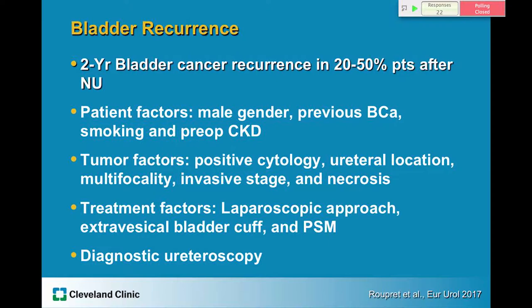The laparoscopic approach has been associated with a higher rate of bladder recurrence, and maybe that could be avoided with early clipping of the ureter. Extravesical bladder cuff and a positive surgical margin. And one study actually showed that diagnostic ureteroscopy prior to nephro-U increased the rate of bladder recurrences, possibly from tumor seeding.